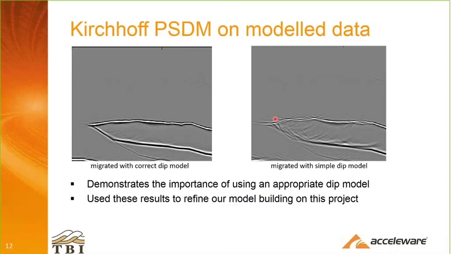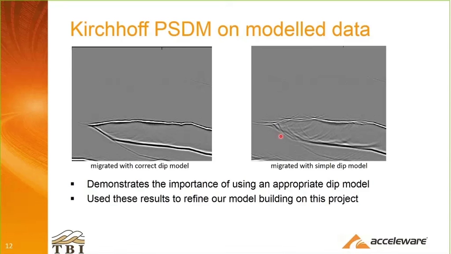On the left here I'm showing the results of migrating using the correct dip model, and we get a nice sharp image back. And on the right I'm migrating with a simple dip model. So this is ignoring those complexities in the dip model and just applying a broad dip model to follow the structure. And you can see that we get a much better result when we use the correct dip model.